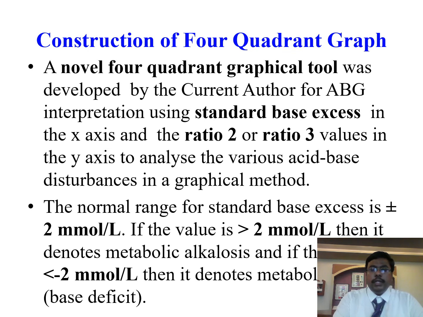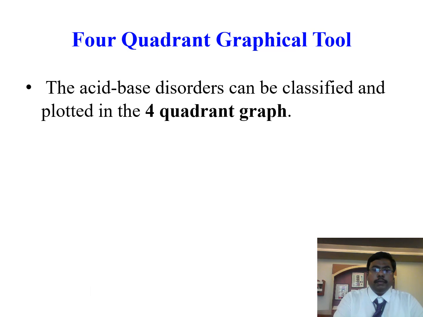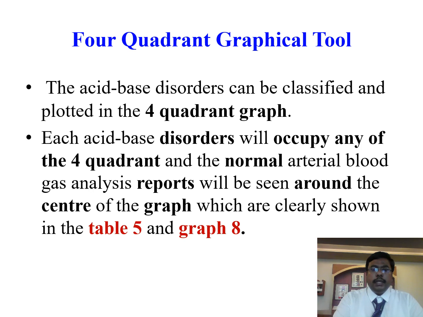So the normal range for standard base X is plus or minus 2 millimole per liter. A value more than +2 denotes metabolic alkalosis, and a value less than -2 denotes metabolic acidosis or base deficit. The acid-base disorders can be classified and plotted in the 4-quadrant graph. Each acid-base disorder will occupy one of the 4 quadrants, and the normal arterial blood gas analysis reports will be seen around the center of the graph, which is clearly shown in table 5 and graph 8.